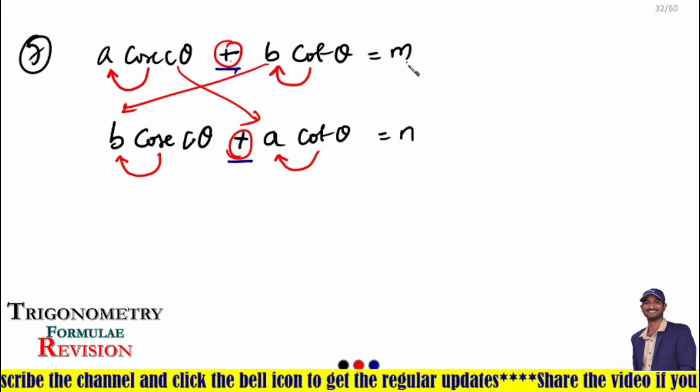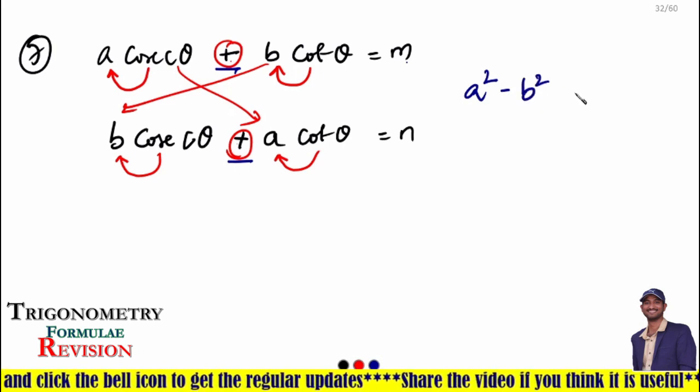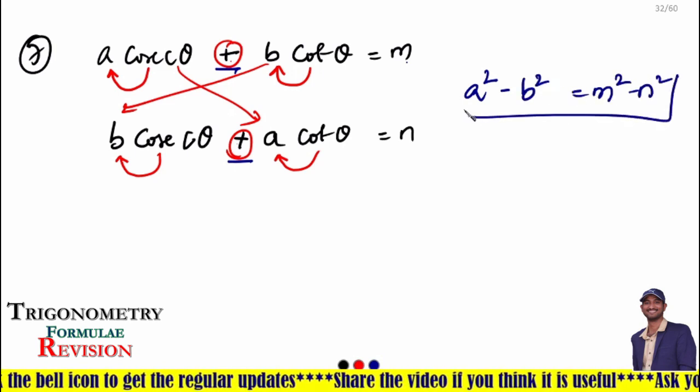Okay. If those values are given as m and n, same as secant and cot, secant and tan, a square minus b square equals m square minus n square.